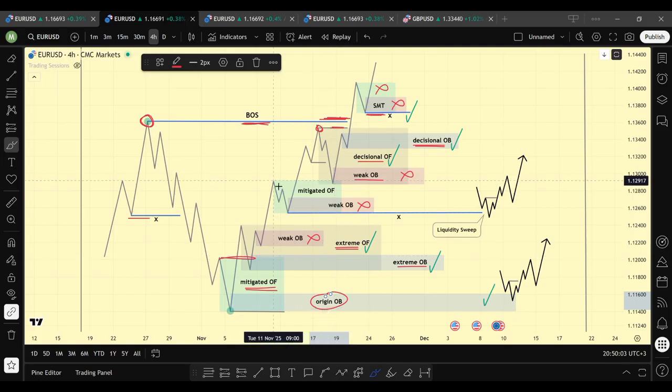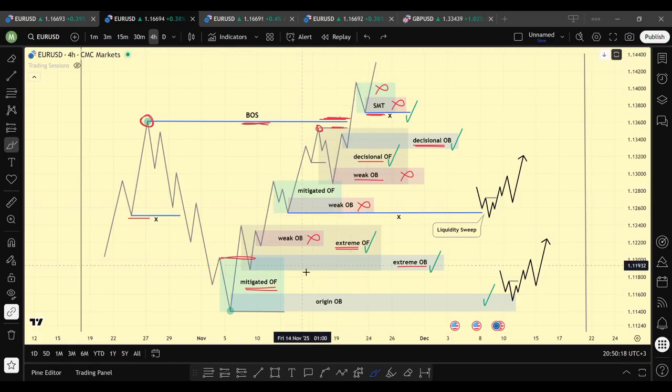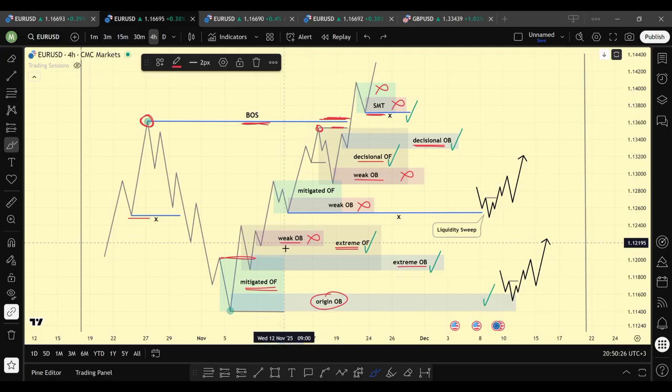Alright, now getting to this other order flow, you can clearly see that this order flow was mitigated exactly right here. So this here is a mitigated order flow, and it has, of course, an order block, which is also unmitigated. But in this case, it will be a weak order block. By the way, coming back to our extreme order flow, you can clearly see I used this one here as the weak order block.